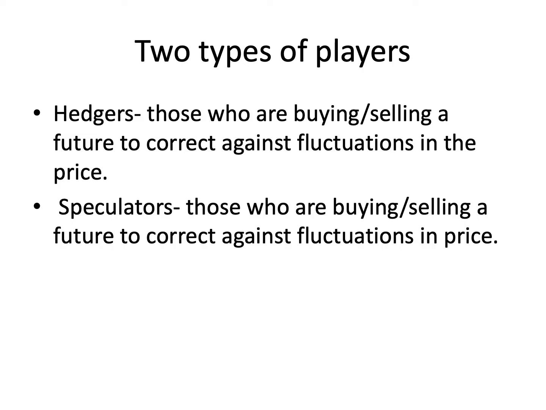The two types of players in futures markets are first hedgers, those who are buying and selling a future to protect against fluctuations in the price, and they will probably take a position and leave it until close to the price itself. And speculators, those who are buying and selling a future to bet on fluctuations in the price.